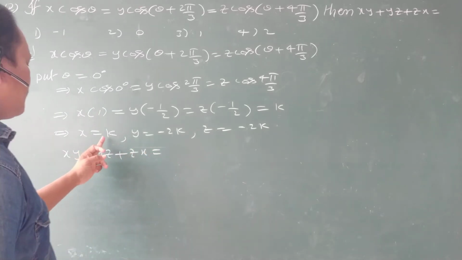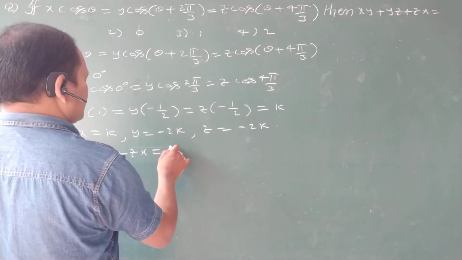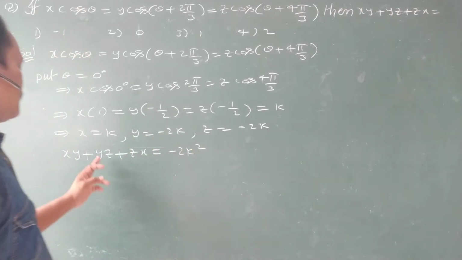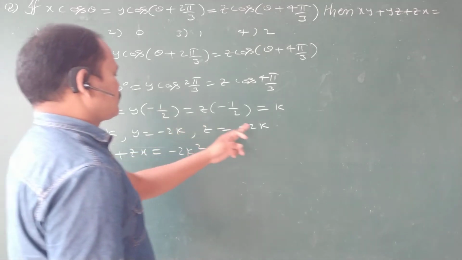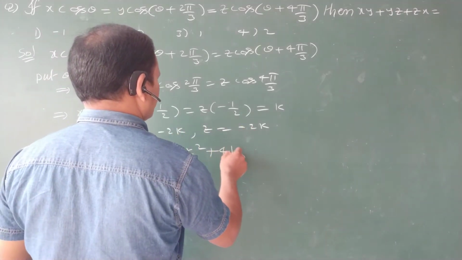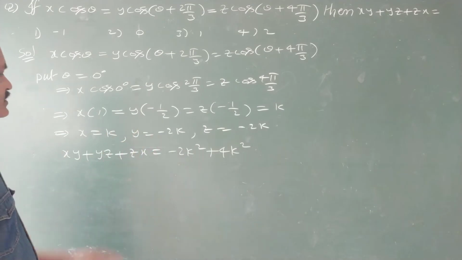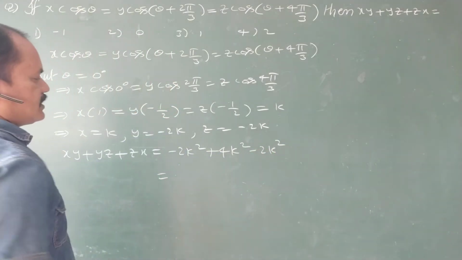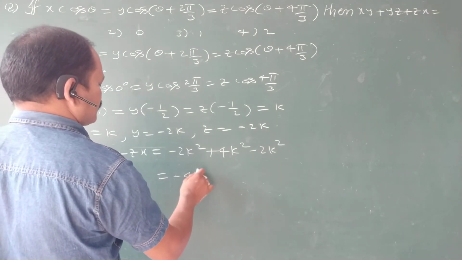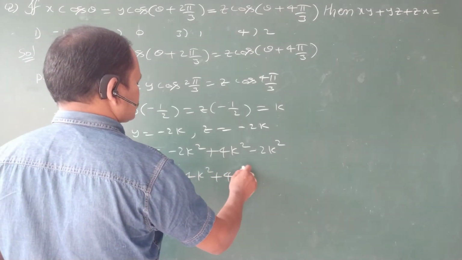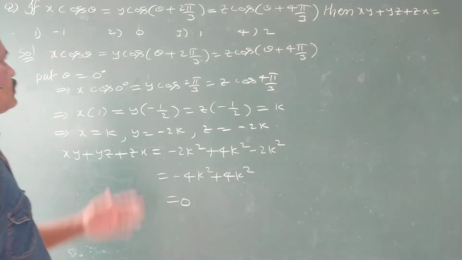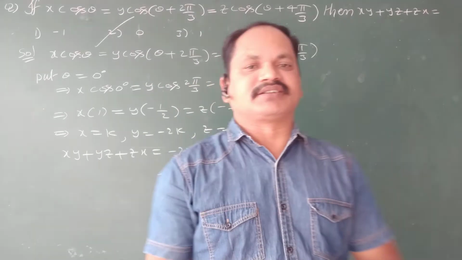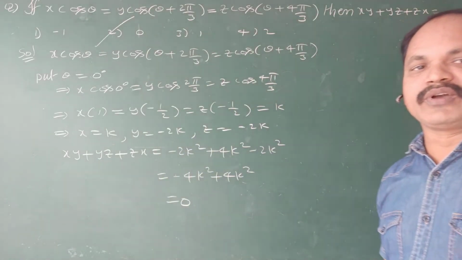So xy, that is k into minus 2k, is minus 2k square, and yz, minus 2k into minus 2k, is plus 4k square, and zx, that is k into minus 2k, is minus 2k square. That's why here minus 4k square plus 4k square gives 0. That is the second option. Now the second option is the right answer. Okay. Now we are going to one more question.